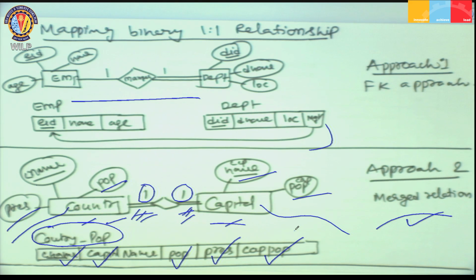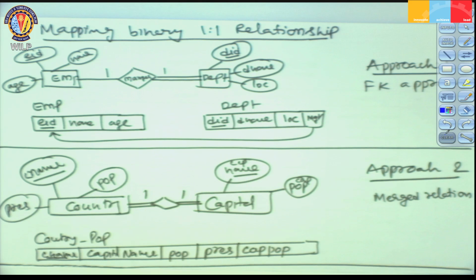So that's why, instead of going for two different relations or relation schemas or tables, I have created only one relation schema, that is a table, and then I have merged, I have put all the attributes of these independent entity types together to form one single relation schema. This is called the merged relation approach.